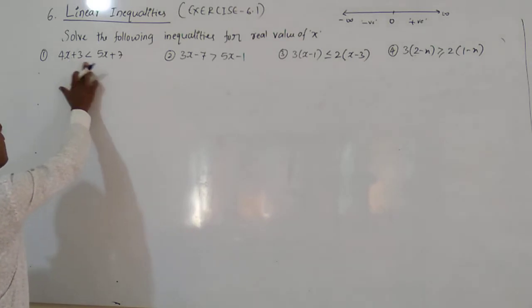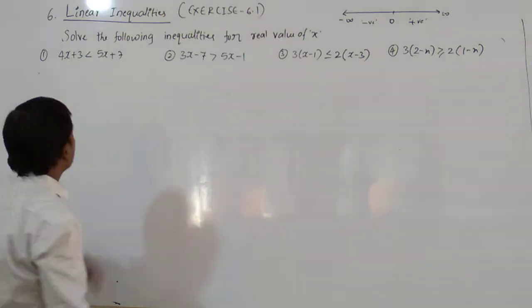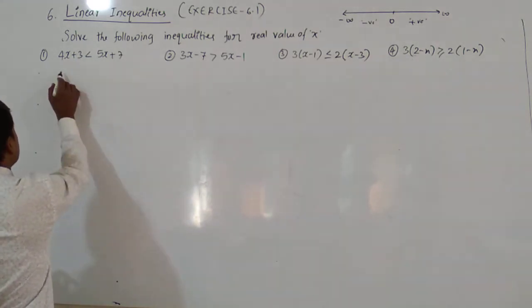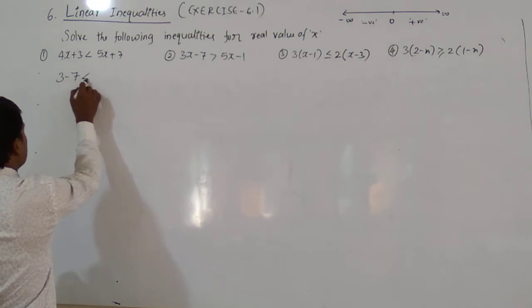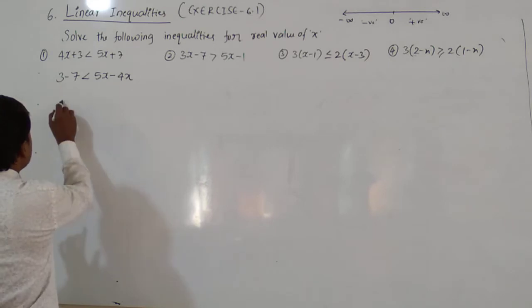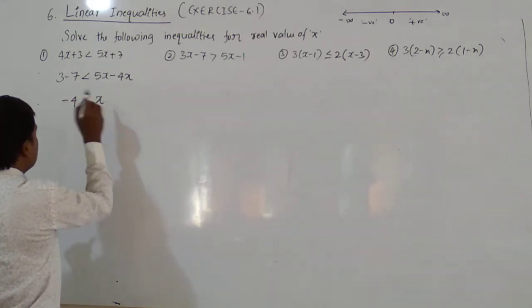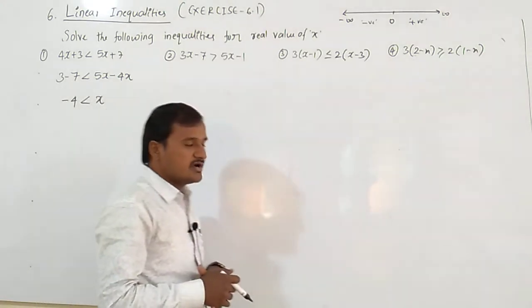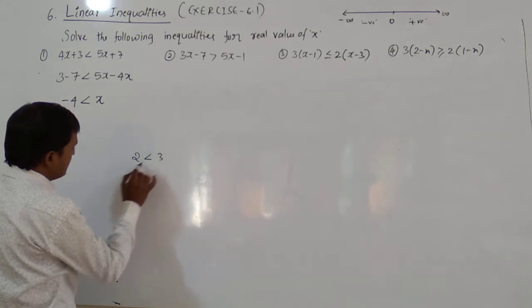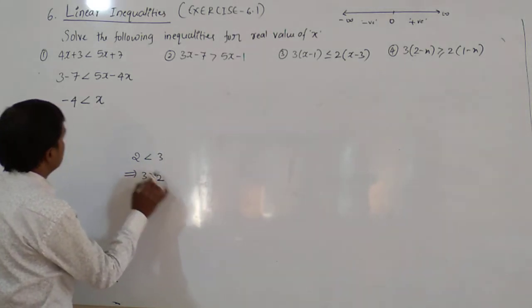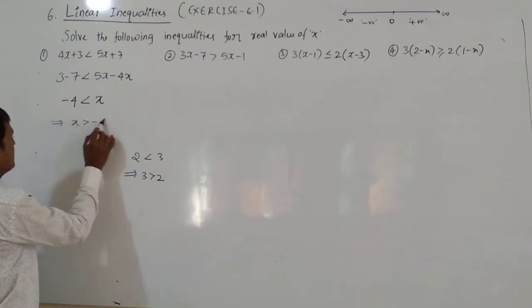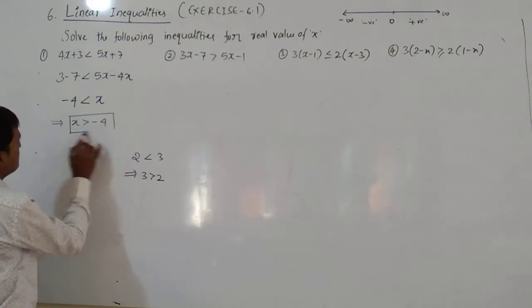Here it is 4x plus 3 less than 5x plus 7. I will take this 4x to this side and this 7 to this side. So 3 minus 7 is less than 5x minus 4x. Minus 7 plus 3 means minus 4, which is less than x, right? What is the meaning of minus 4 less than x? What is the meaning of 2 less than 3? This implies 3 is more than 2. In the same way, minus 4 less than x means x is more than minus 4.